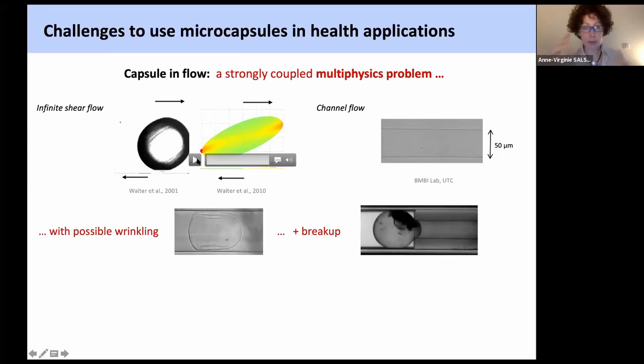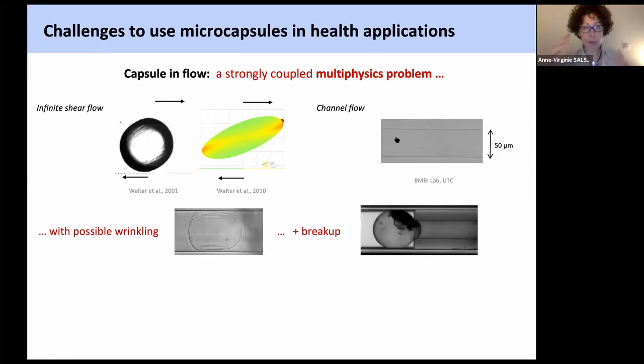If we then place the same capsule but in a confined flow, we find capsule shapes and capsule deformation that are very similar to red blood cells. So we find again these parachute shapes that are very well known for red blood cells, where the capsule that was initially round becomes curved in the back. And this is due to the high viscous forces that act on the membrane.